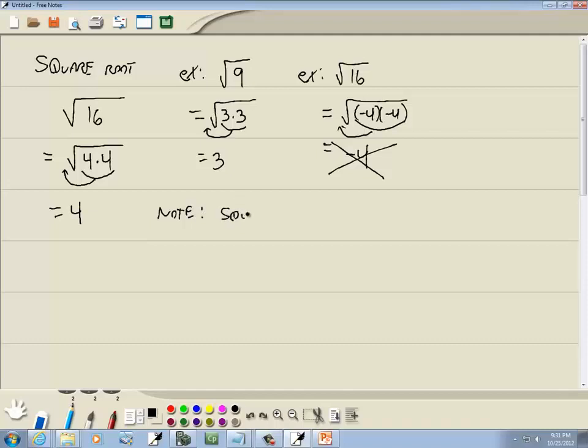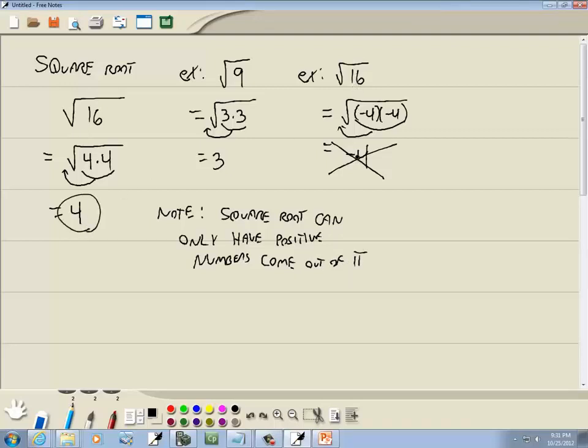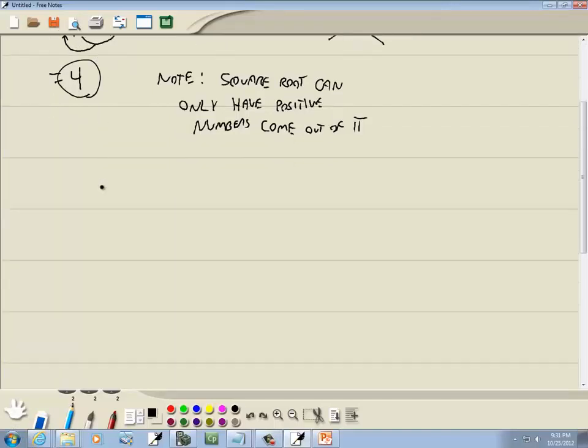A square root can only have positive numbers come out of it. So the square root of 16 equals 4 is just fine, but we cannot have the square root of 16 equal to negative 4. So that's one of the things to keep in mind.